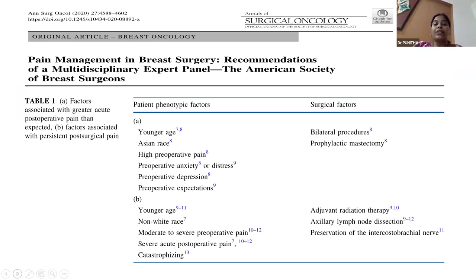In 2020, the American Society of Breast Surgeons identified factors associated with greater acute postoperative pain and chronic post-surgical pain. The patient factors associated with acute postoperative pain are younger age, higher preoperative pain, pre-op anxiety, depression, pre-op expectations, and the surgical factors are bilateral procedures and prophylactic mastectomy. The factors associated with persistent post-surgical pain are younger age, moderate to severe preoperative pain, severe acute postoperative pain, and catastrophizing. Surgical factors are adjuvant radiation therapy, axillary lymph node dissection, and preservation of the intercostobrachial nerve. Next slide.